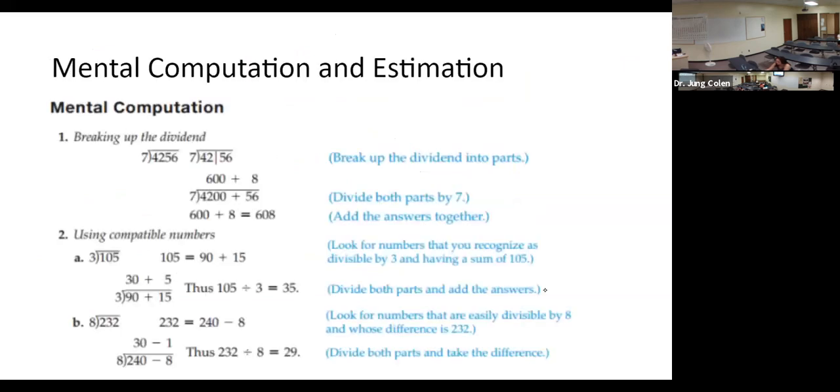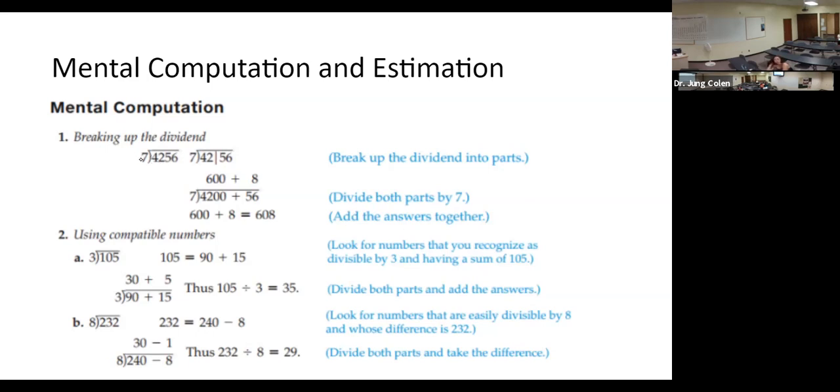So let's move on. Mental computation and estimation. So we have done this a lot for addition, subtraction, and multiplication, right? So we kind of know what we are supposed to do. So mental computation for division, you can break up the division. That's what we do a lot of times, right? So for example here, okay, no pencil. Just take a look at this problem up here.